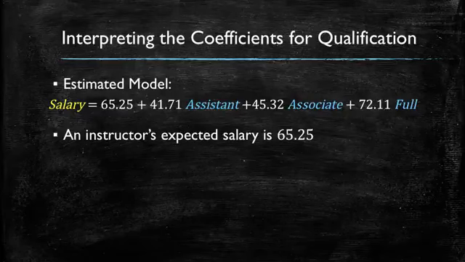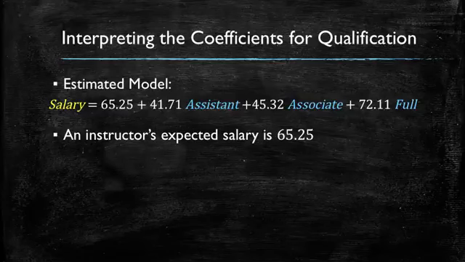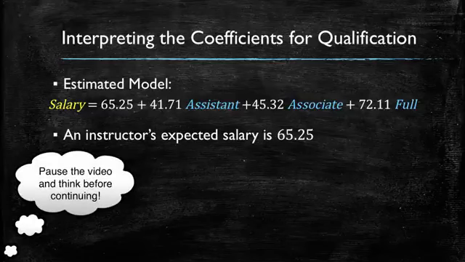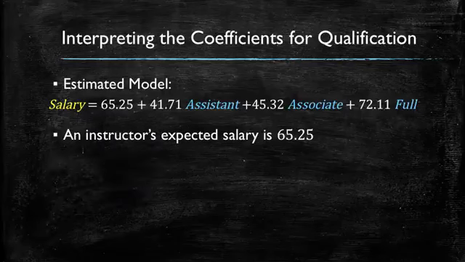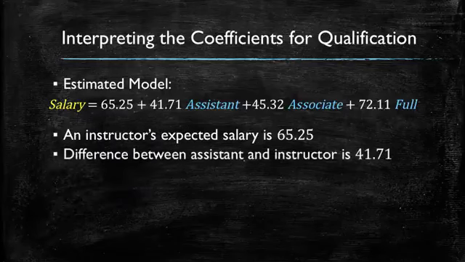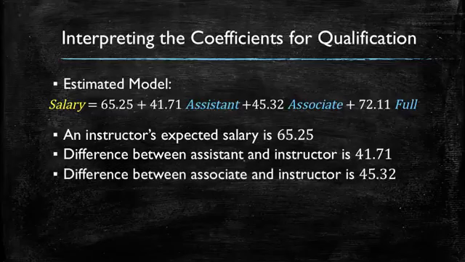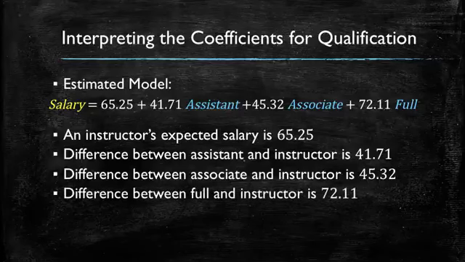Now, what would beta 1 or 41.71 represent, which is the coefficient for the assistant? This 41 represents the difference in salaries between the instructor and the assistant. And remember that the coefficient for assistant, that 41.71, was statistically significant and different from 0. So we know that the difference is there. Very similar, the difference between an associate and instructor is going to be represented by the coefficient for the associate dummy variable, and the difference between the full professor and the instructor is the coefficient for the full dummy variable.